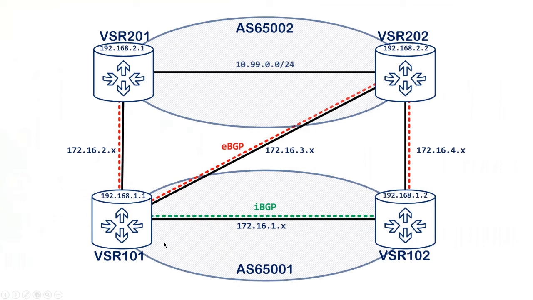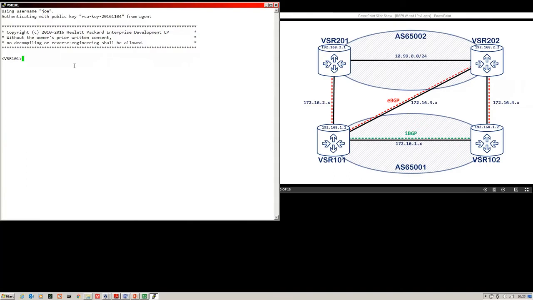So for weight, what I've got here is two eBGP sessions from 101 to 201 and 202. These are both advertised in the 10 network, and with weight, I can prefer one link over another. So it's the local decision. Let's take a look at that on the CLI. Okay, here's VSR 101. I've just SSH'd onto that.